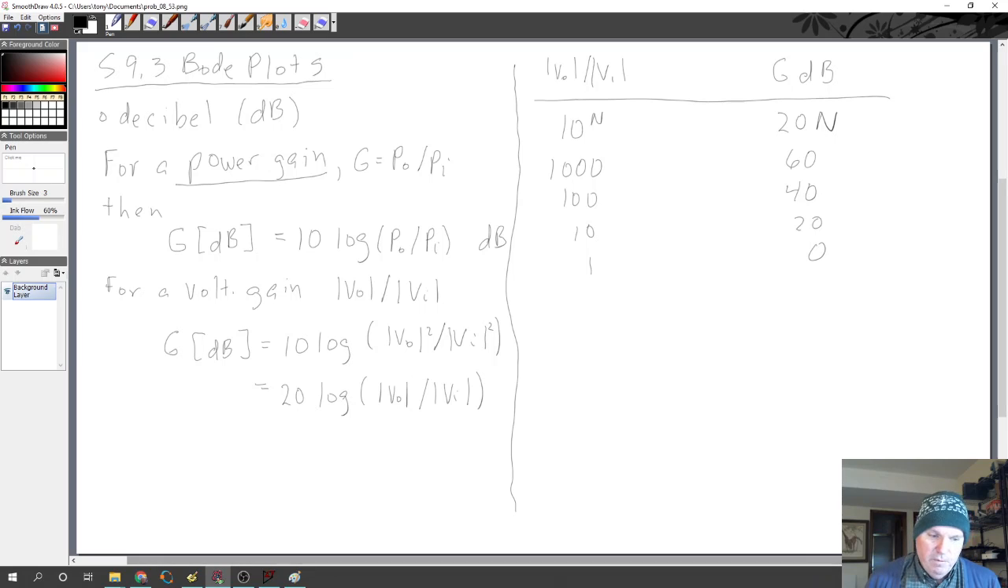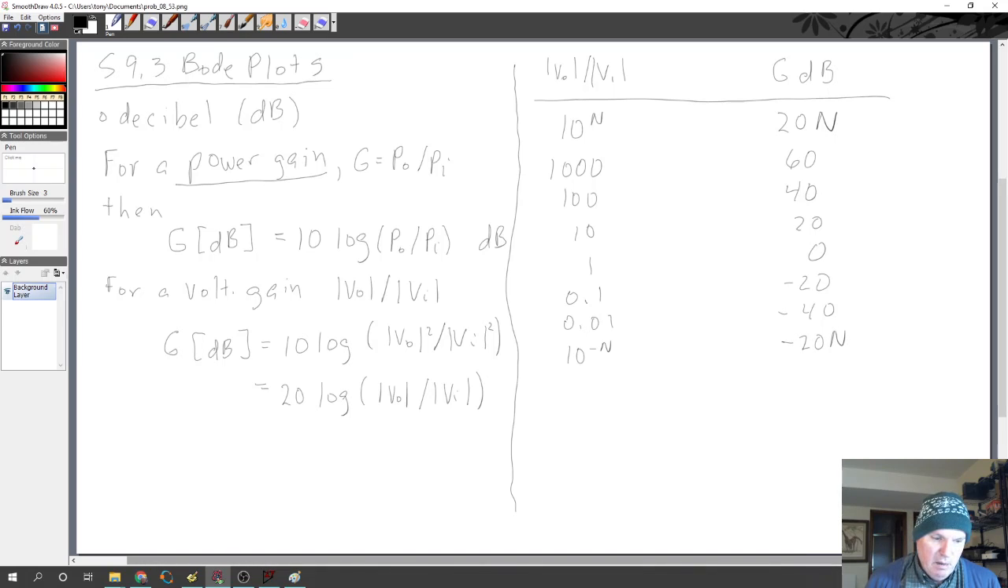Similarly, if we continue to go down, 0.1 would be negative 20. Okay, so a negative dB gain doesn't mean that the output is negative relative to the input. It actually means that the output is smaller in amplitude than the input. So a negative 20 dB gain means that the output amplitude is 1/10 the input amplitude. And then similarly, 0.01 would be minus 40 dB, 0.001 would be minus 60 dB, or 10 to the minus N would be in general minus 20 times capital N.